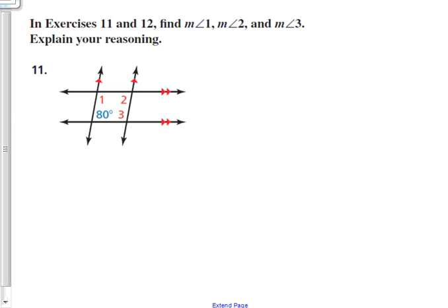Number 11, it's going to take me quite a bit of steps here, but I'm just going to go ahead and start. So I need to find the measures of angles 1, 2, and 3, given that that little angle in the middle is 80 degrees.